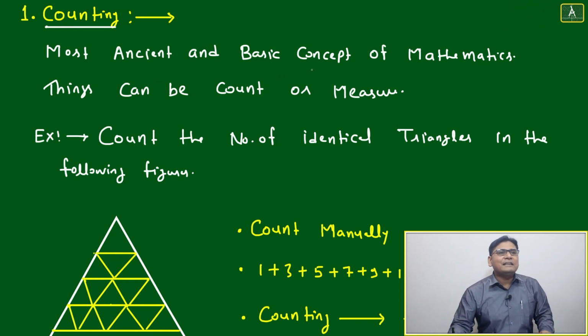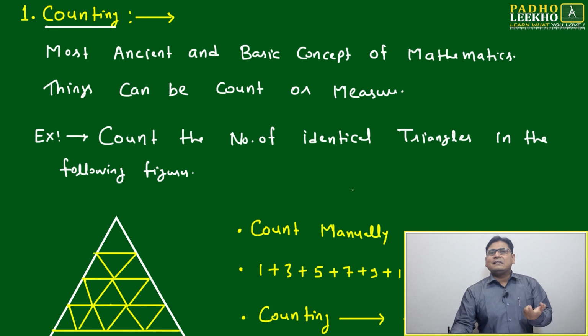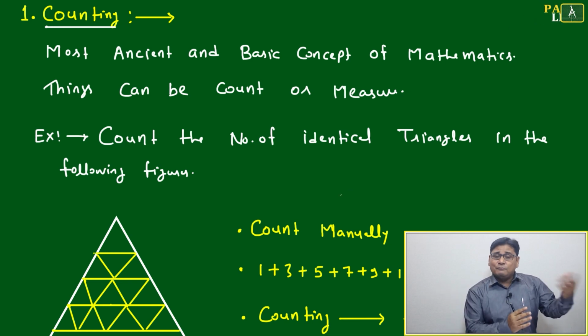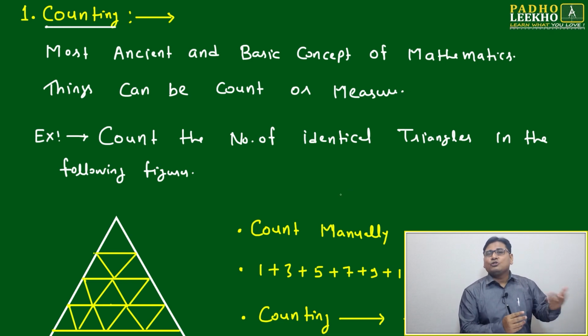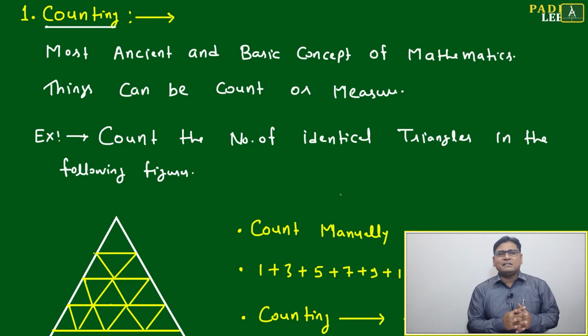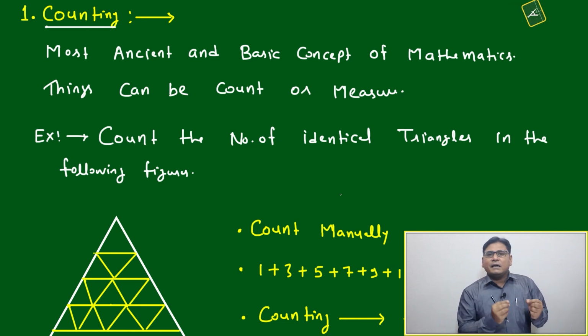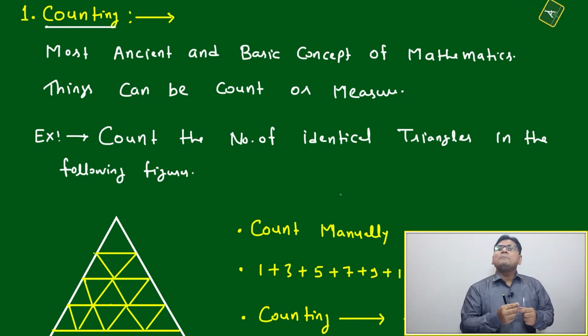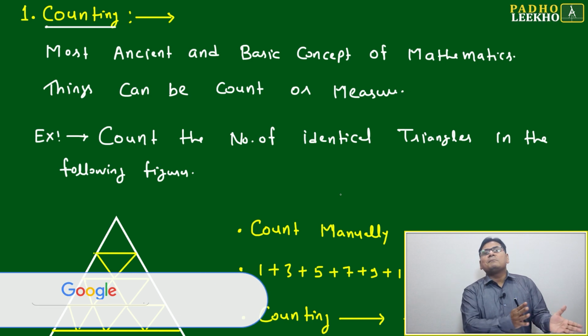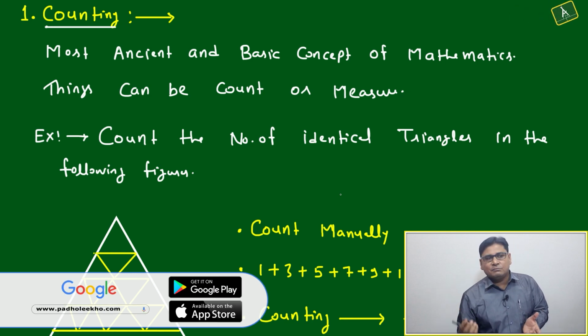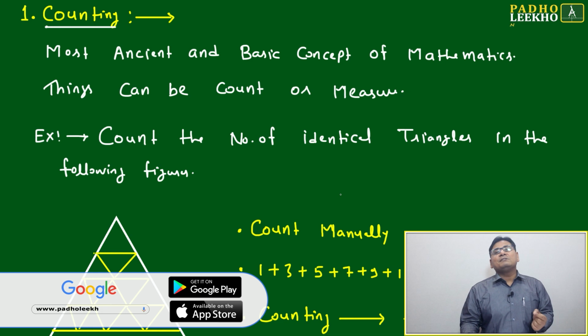Then, the most ancient and basic concept of mathematics: things can be counted or measured. It is most basic; you can say all of mathematics starts from counting. The first basic thing all people had, maybe 10,000 BC or 20,000 BC, whatever civilization was there, I am not going into that, they first invented counting, how to count. Afterwards only number came, and further mathematics developed, and based on mathematics, philosophy and science developed. But the most ancient concept is counting.